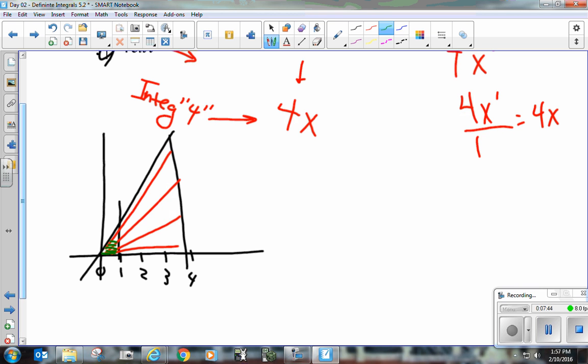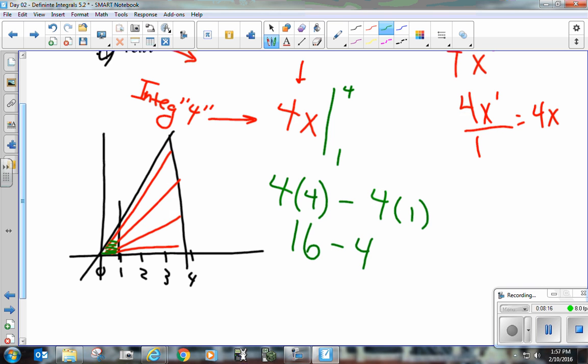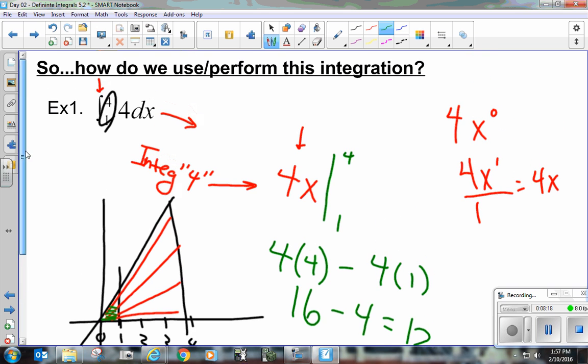So all I do is from 4 to 1, which means first I put a 4 in here for x, take that value and subtract, putting 1 in for x. So that means I take 4 times 4 and subtract 4 times 1. It's 16 minus 4, which is 12. So this whole thing would equal 12.